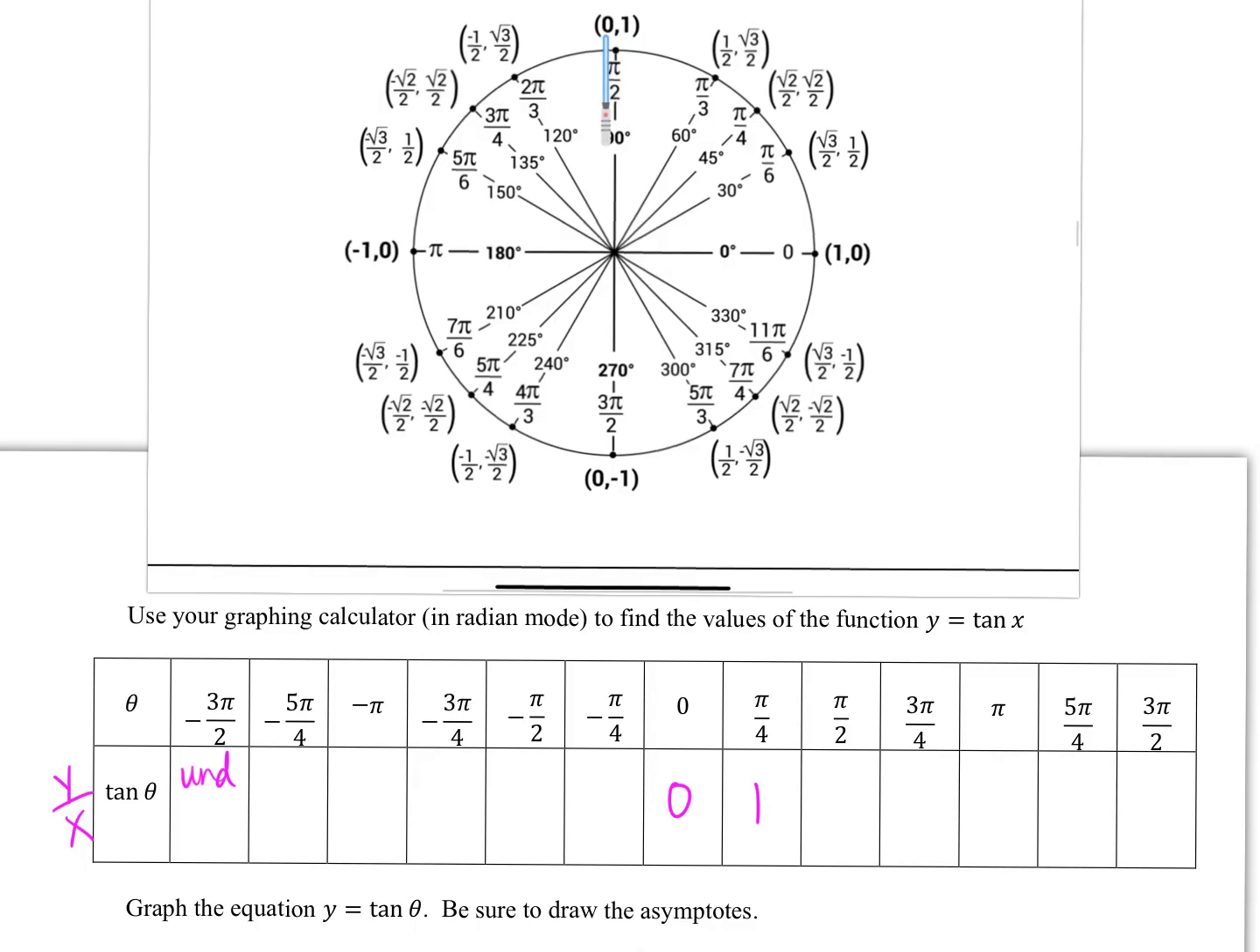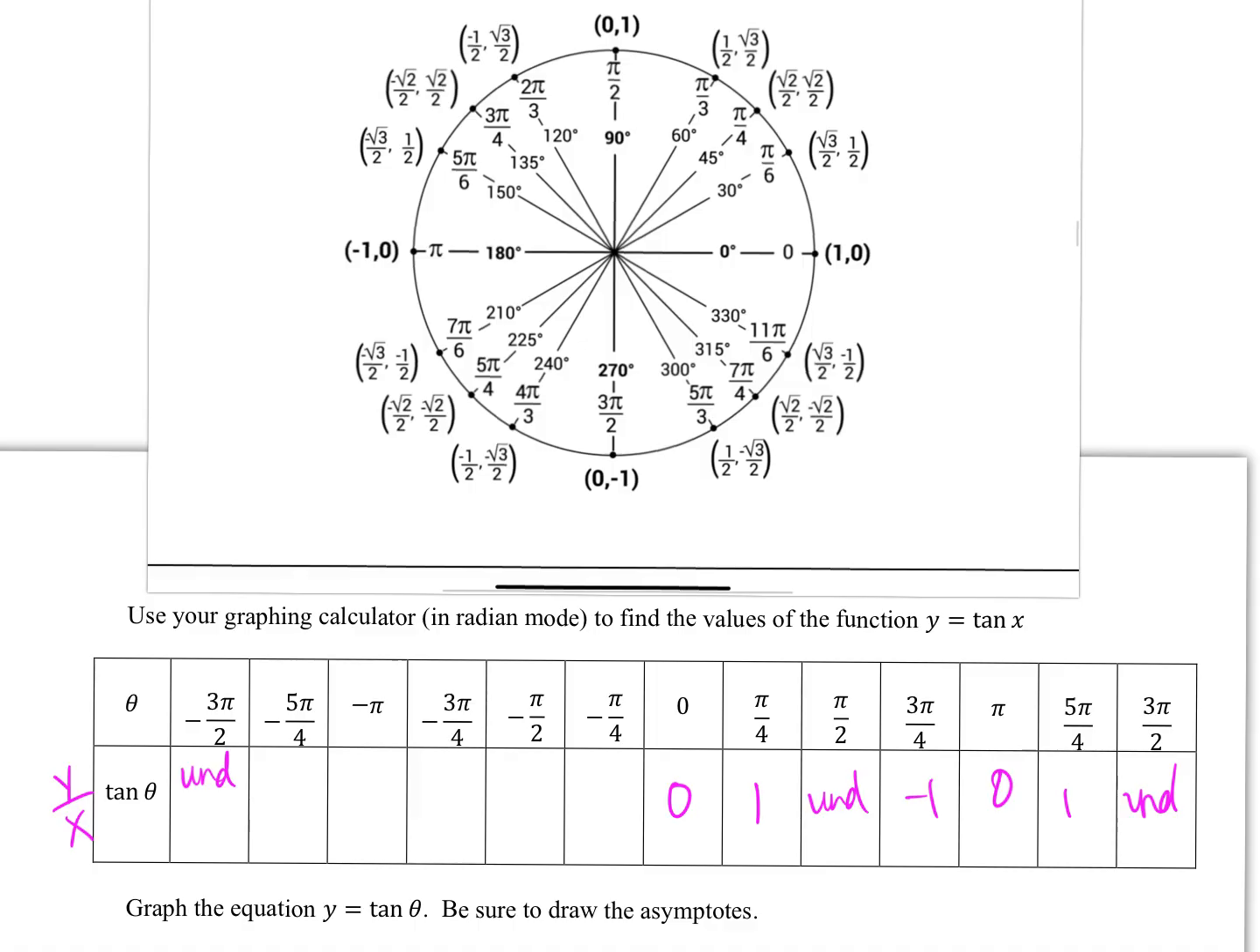Y over x, undefined. 3 pi over 4. Another fave, just not quite as easy. Negative 1, great. Anything over itself, okay. Negative 1, there we go. How about at pi? Y over x, 0. 5 pi over 4. 1/4, 2/4, 3/4, 4/4, 5/4. Yeah, my y over x, isn't the negative over negative a positive? So we're at 1. 3 pi over 2, y over x, undefined.